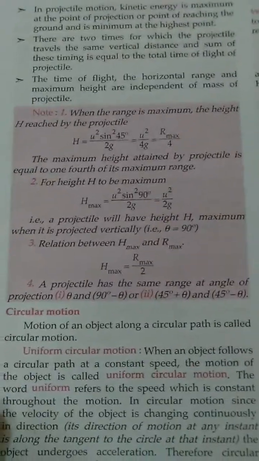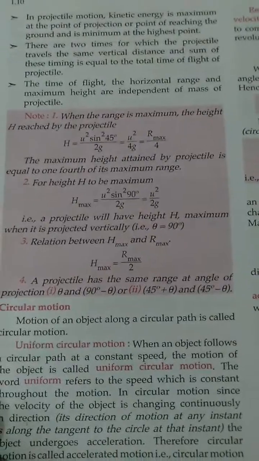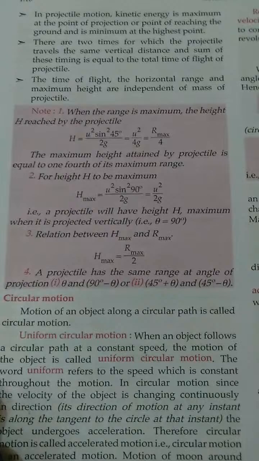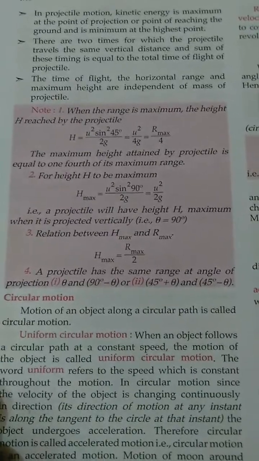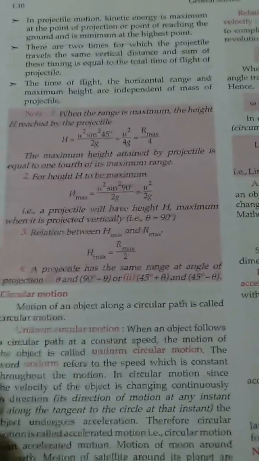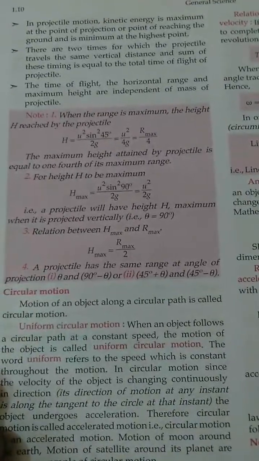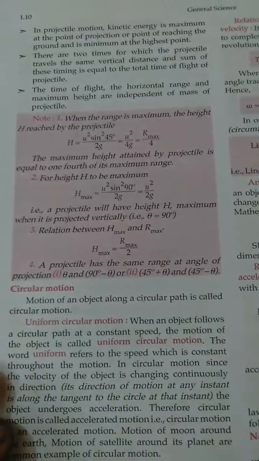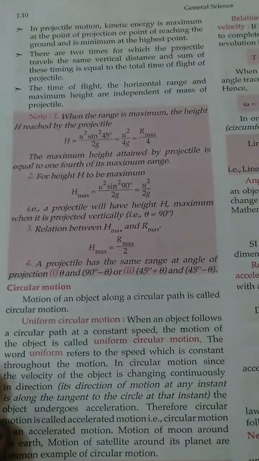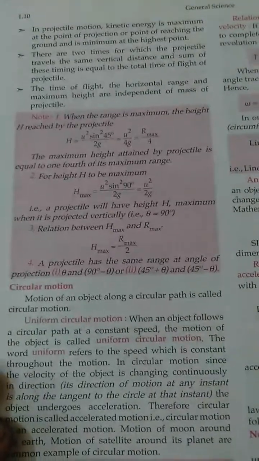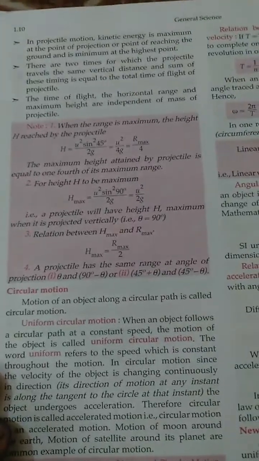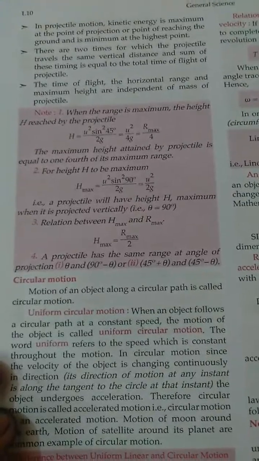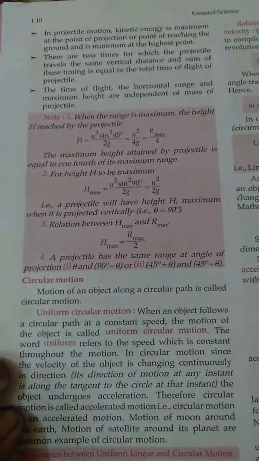Note 1. When the range is maximum, the height h reached by the projectile is h equals u squared sin squared 45 degrees divided by 2g, equals u squared divided by 4g, equals R maximum divided by 4. The maximum height attained by the projectile is equal to 1/4 of its maximum range. For height h to be maximum, h equals u squared sin squared 90 degrees divided by 2g, equals u squared divided by 2g. That is, a projectile will have maximum height when it is projected vertically, that is, theta equals 90 degrees.